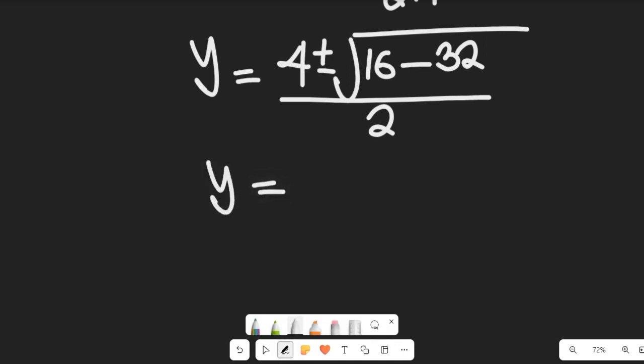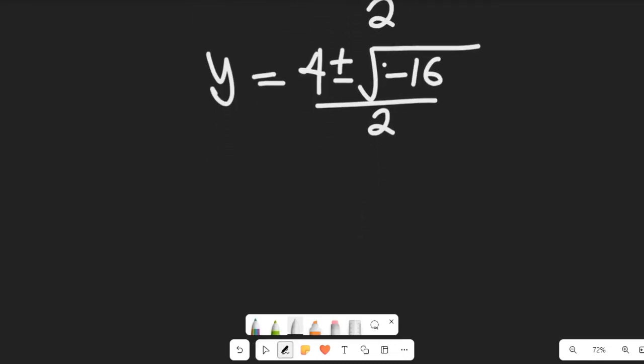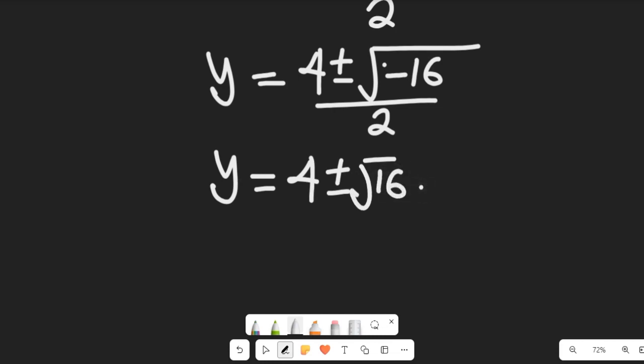y equal to 4 plus or minus square root of 16 minus 32 is going to give us a negative 16. So we're going to have this to become negative 16 divided by 2. So what do we have here? We're going to have this to become y equal to 4 plus or minus square root of 16 multiplied by square root of negative 1. And all this will be divided by 2.